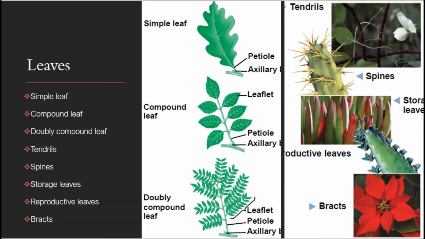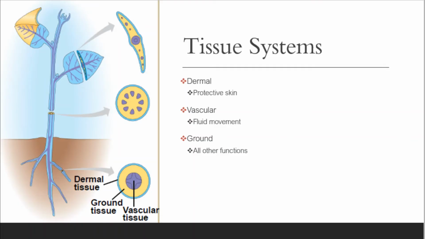Now that we have talked about the different organs, we're going to dive deeper into tissue systems. And so the first layer is the dermal layer, and that's the outer layer which protects the plant. This is the skin, dermal, skin. We can put those two together.